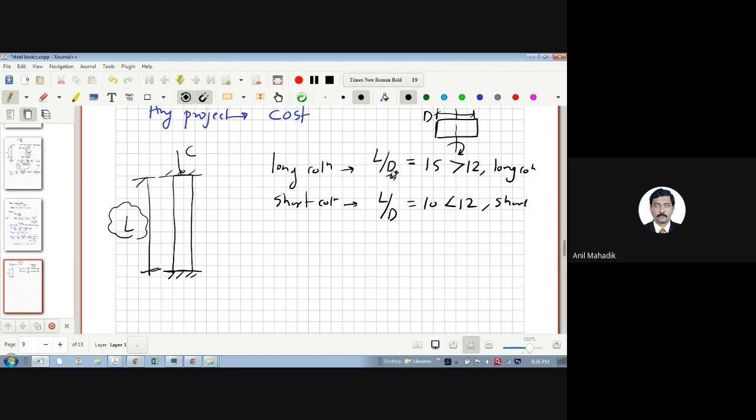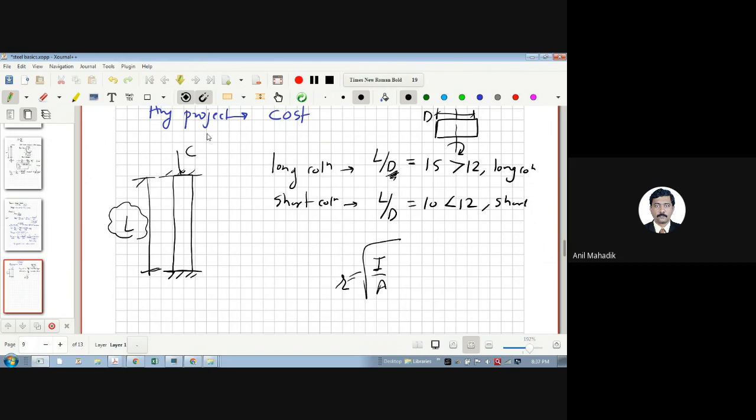So D is also indirectly related with R minimum values, isn't it? Because R is root of I upon A. So indirectly they are taking this in RCC. Finally, it is a slenderness.